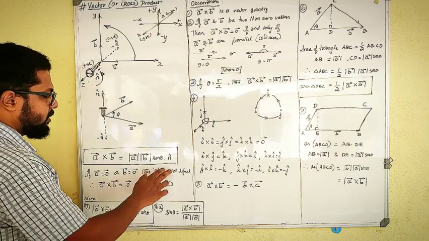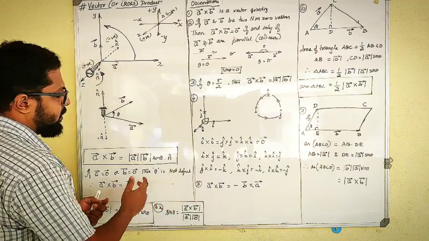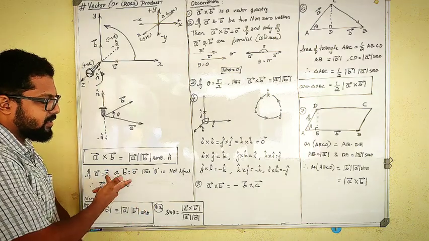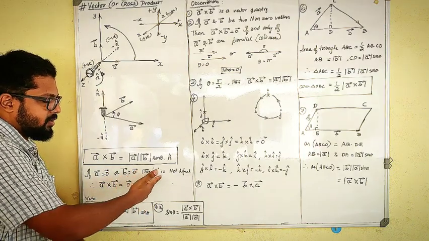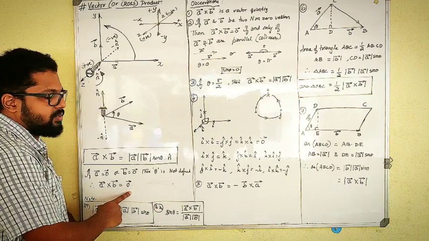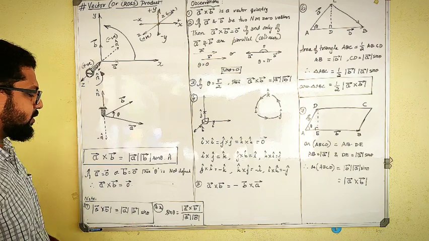We will not be able to define theta at all when either of the two vectors is zero. If any one of the vectors is a zero vector, theta itself is not defined, and A cross B will be a zero vector. So this is the first observation you need to come across.